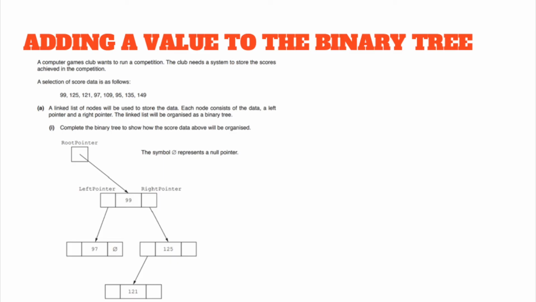So then you start with 95. Is 95 greater or less than 99? Less, so you go to the left. Is 95 greater or less than 97? It's less, so it's going to go to the left of 97. And similarly, you can do 135 and 149.